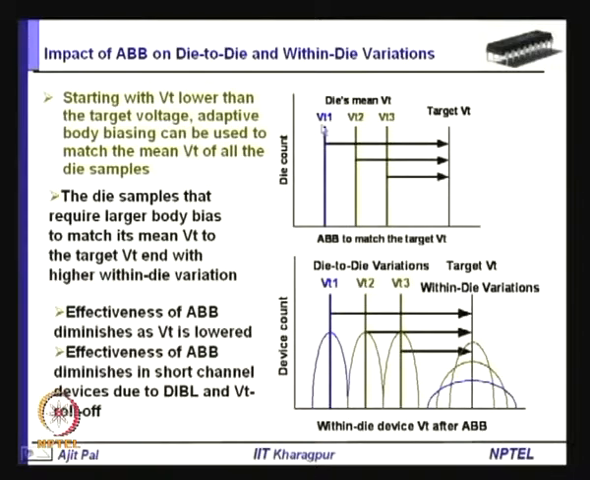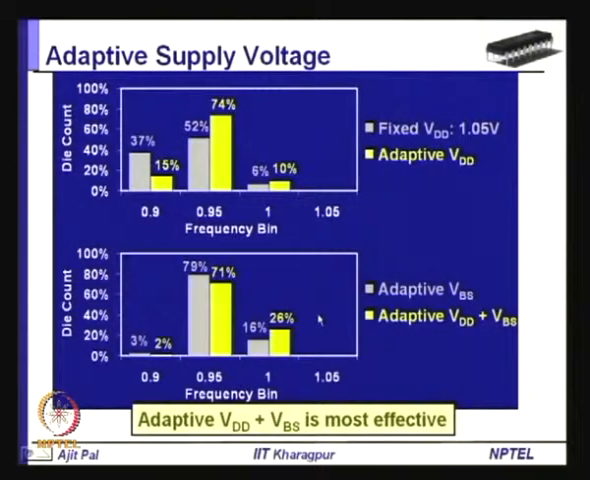Then you will be using adaptive body biasing to have the target threshold voltage for all the dies. So, for this die you are using a body bias so that it reaches the target threshold voltage. For this die, obviously a different body bias has to be used, and so on. This is how you can match the target threshold voltage from die to die with adaptive body biasing. And here you can see that within die variations can also be reduced by applying different body biases.